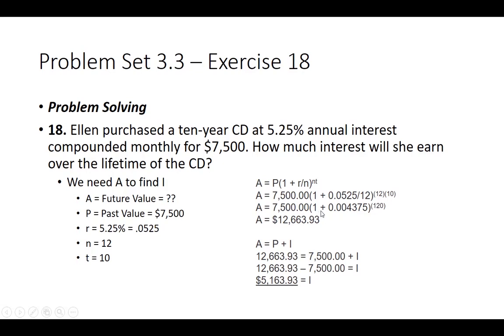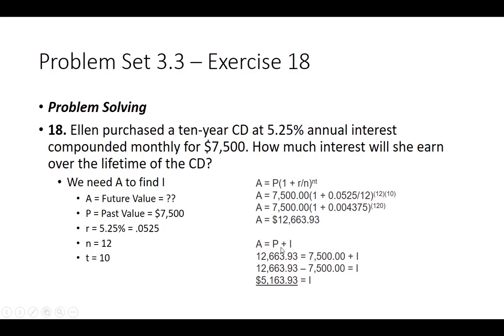Add 1 to that, 1.004375. Raise to the 120th power. Keep that in the calculator. Multiply by 7,500. You get $12,663.93. That's the future value. That's A.